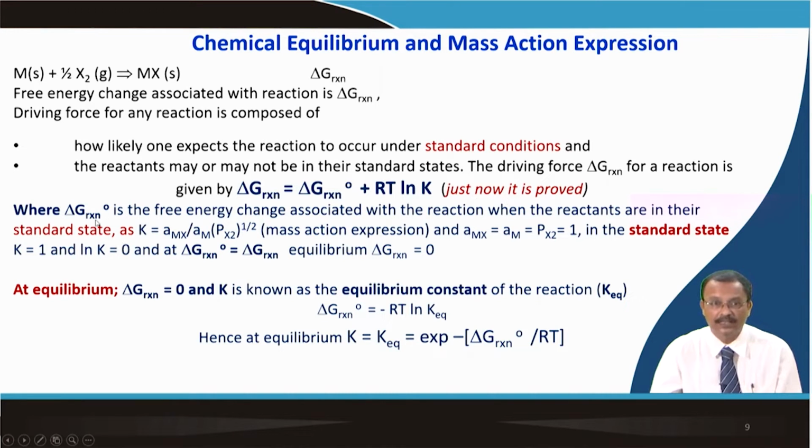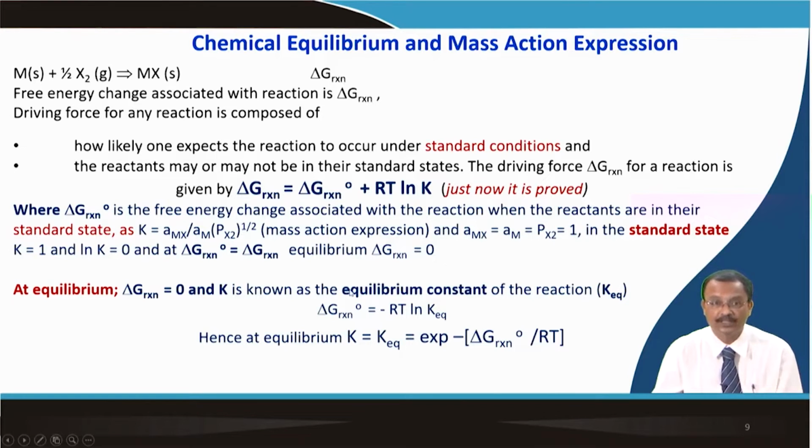We have just proved this in earlier slides. So, del G Rxn 0 is the free energy change associated with the reaction when the reactants are in their standard state. In the standard state, the activity of Mx, the activity of M, and the partial pressure of the gaseous product can be taken as 1. So, in the standard state K is 1, ln K is 0, and that tells us del G Rxn 0 is actually the del G of the reaction. In equilibrium, we know that del G Rxn is 0.